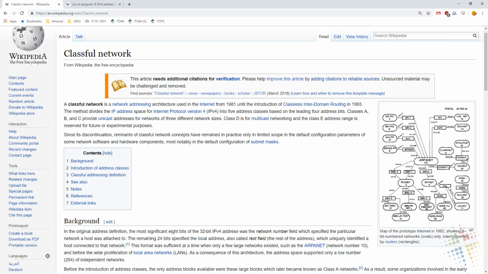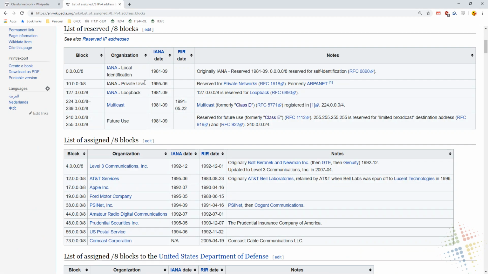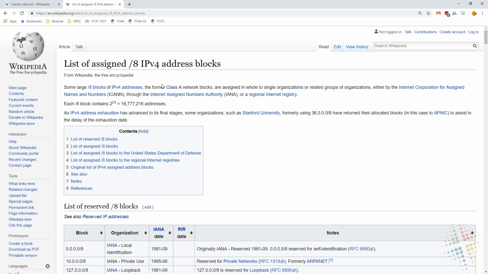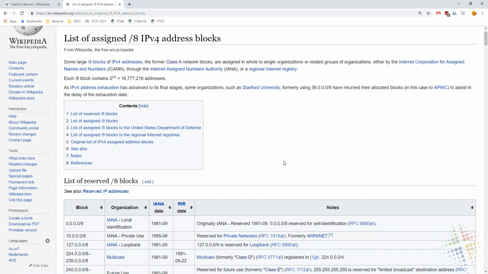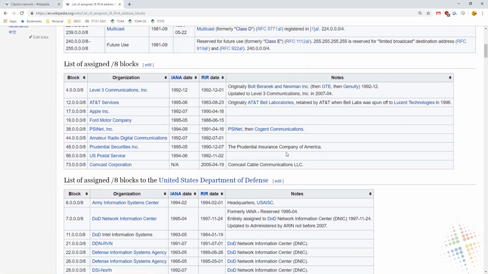If we go back to Wikipedia, right here is a list of assigned /8 IPv4 address blocks, or essentially Class A address blocks. We can start seeing that they in fact went ahead and assigned some address blocks. Everything that starts with a 4 is owned by Level 3 Communications. Everything that starts with a 17 is owned by Apple, and so on and so forth. And so that's the way the internet worked at the very beginning.